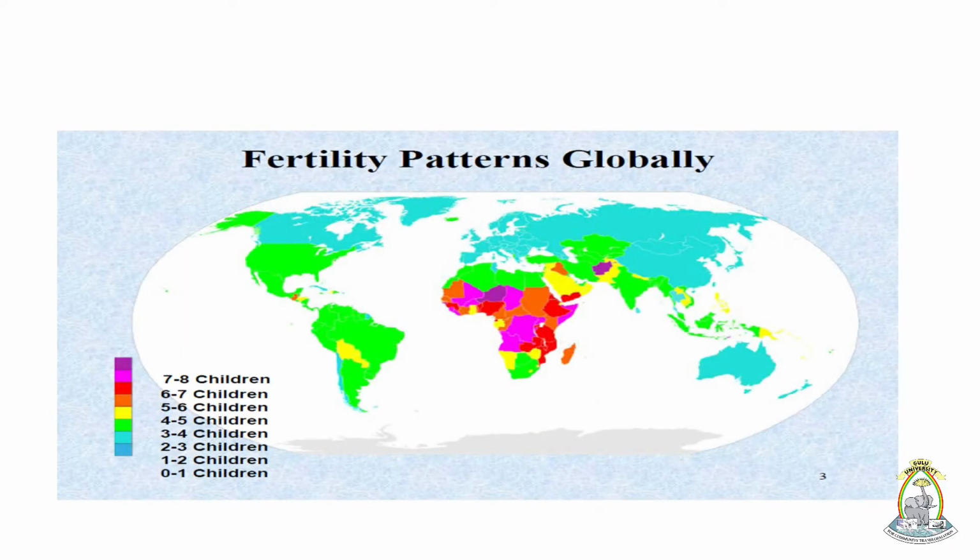So if you look at this graph, the map shows the rates of fertility worldwide, and you realize that there's a high fertility belt in Africa, especially in sub-Saharan Africa, including Uganda. That means that the number of children being produced is quite high, and this has an effect on population health.